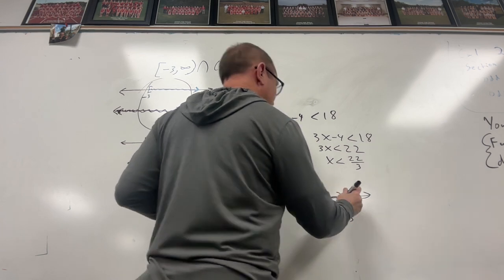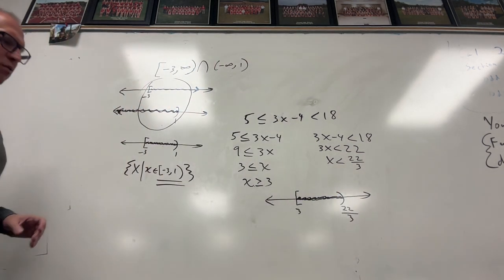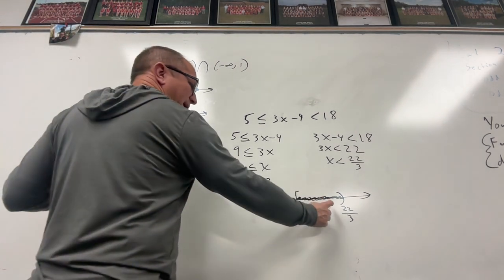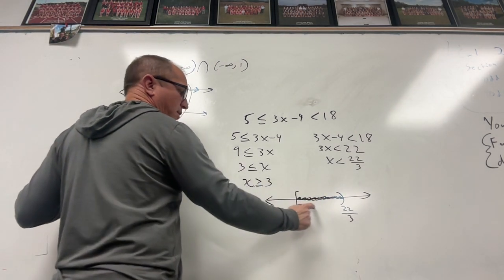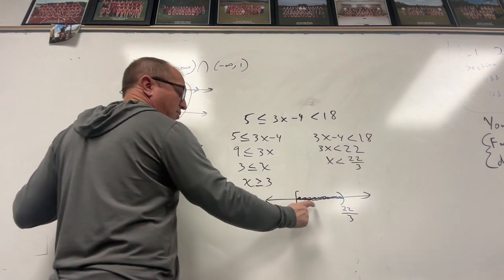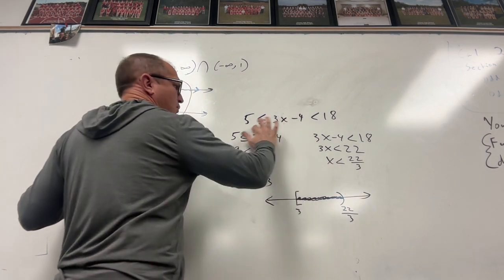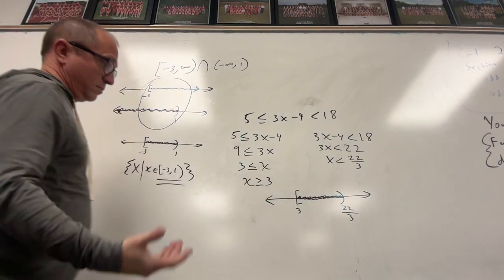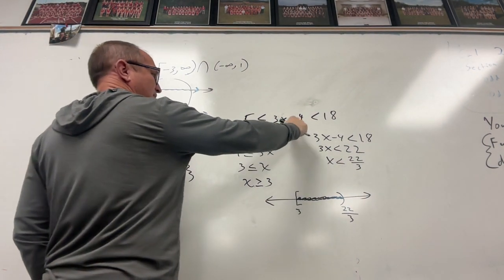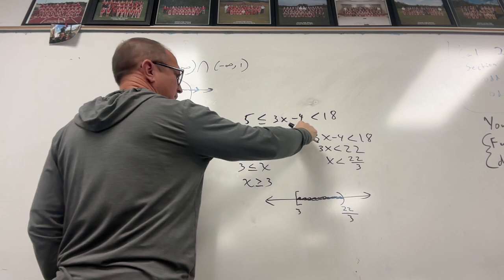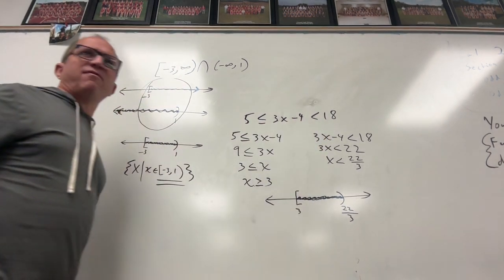And that is the region I'm going to shade in. In other words, what this is saying is I can plug in any number between 3 and 22 thirds, including 3 but not including 22 thirds, and I would get a correct statement here. So let's plug in 5. What's 3 times 5? 15. 15 minus 4. 11 is definitely between 5 and 18, isn't it?